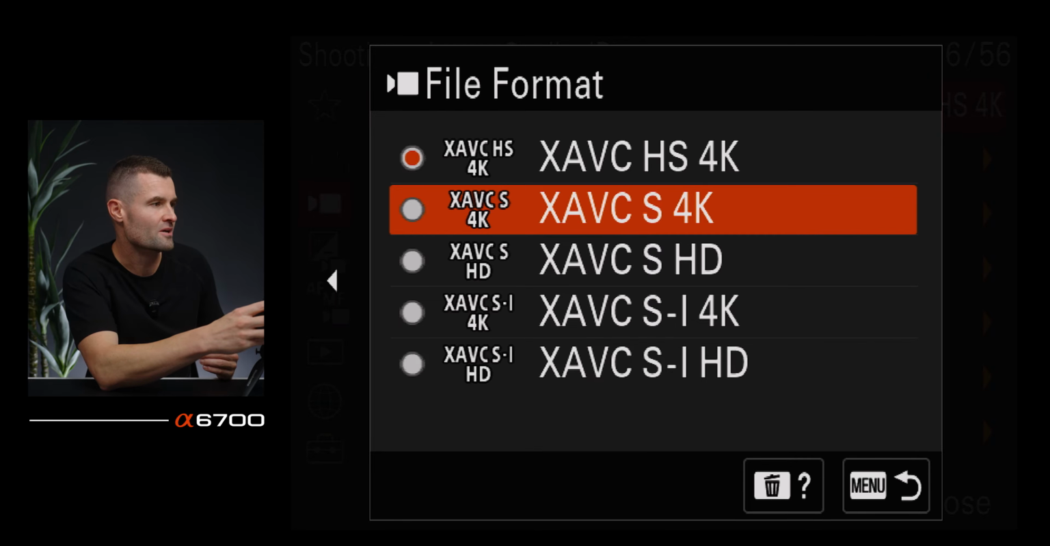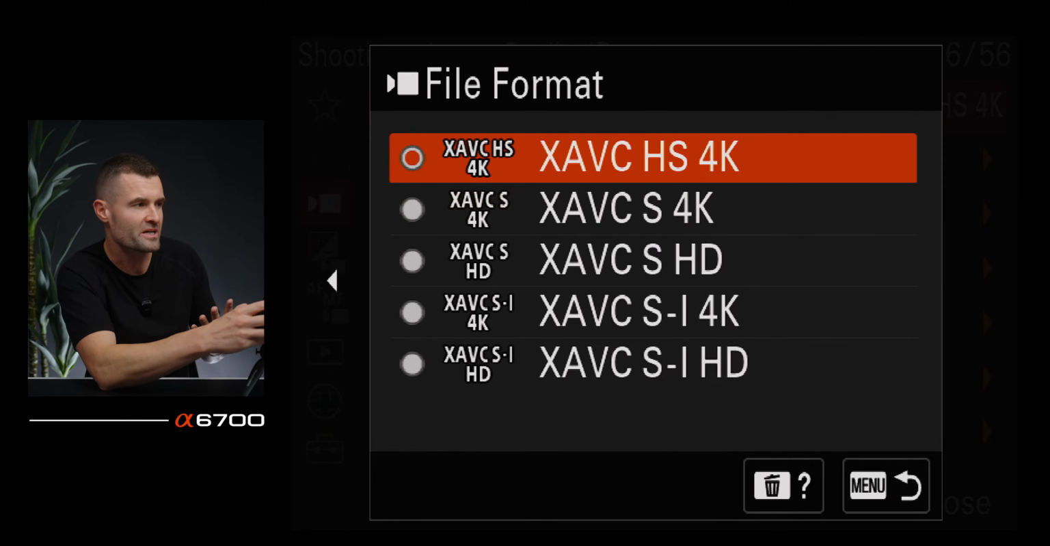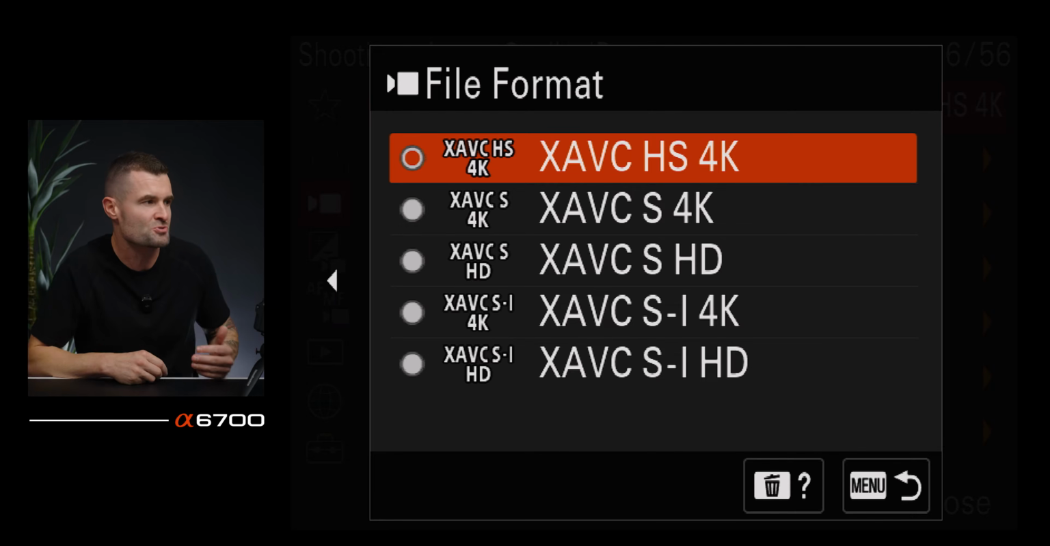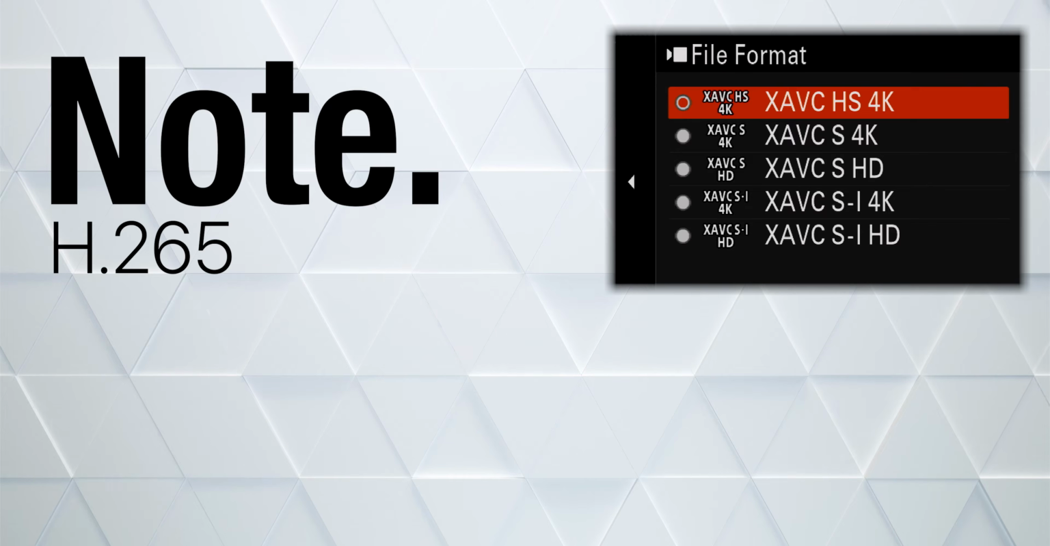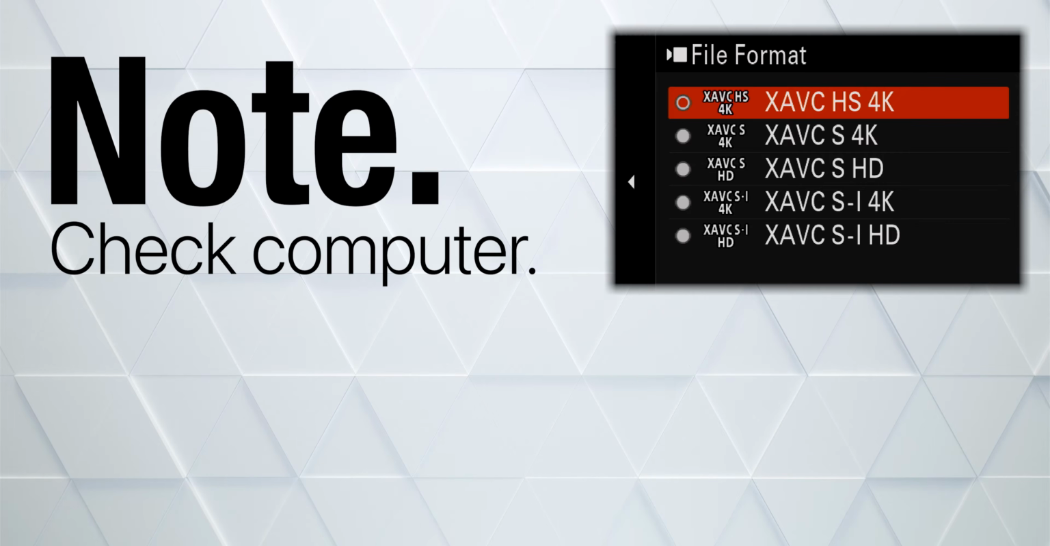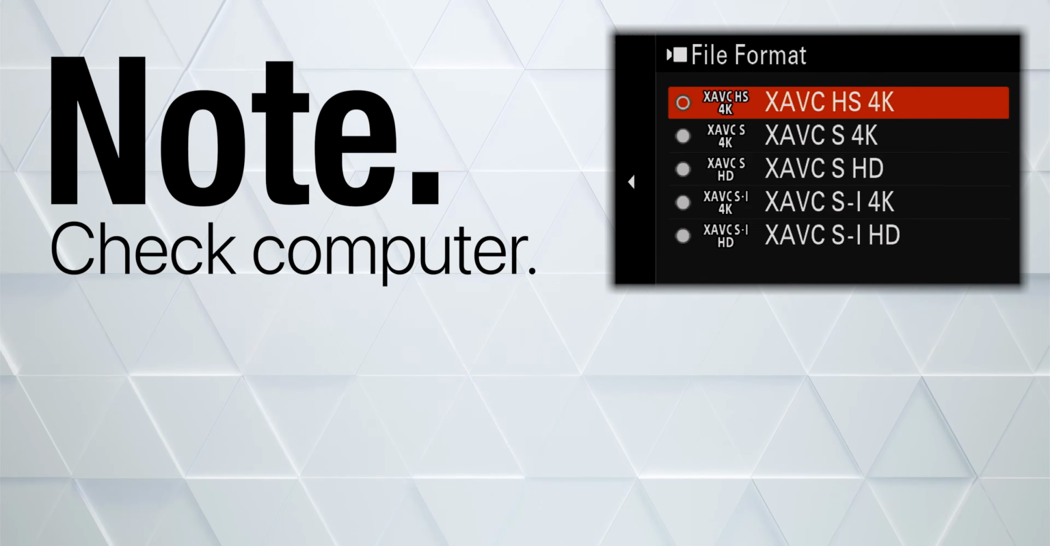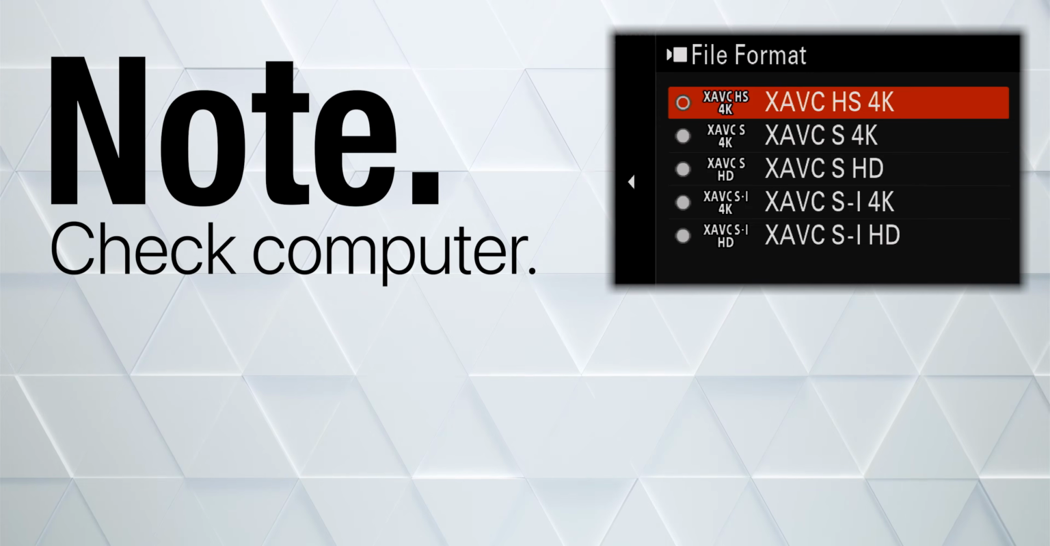XAVC S 4K is one of the most common Sony codecs, and the files are really nice and they're not too big. And then you have XAVC HS, which is my preferred codec. The only problem with this one is that it's an H.265 file, so you gotta make sure that your computer can actually handle H.265 files before using it. Otherwise, you're gonna have some issues.